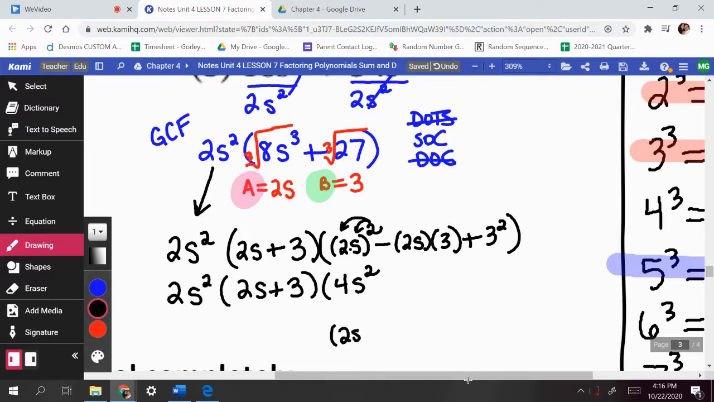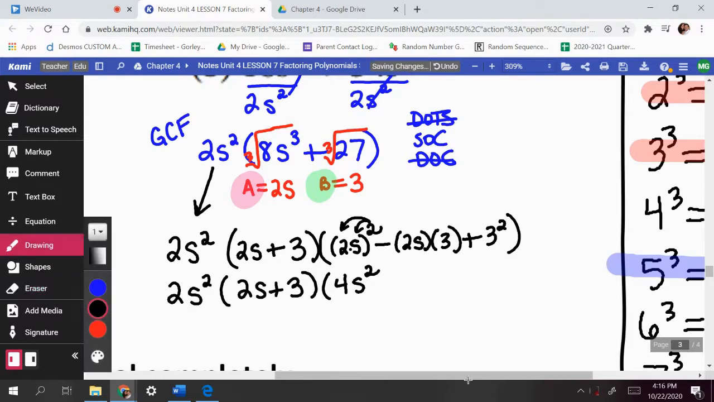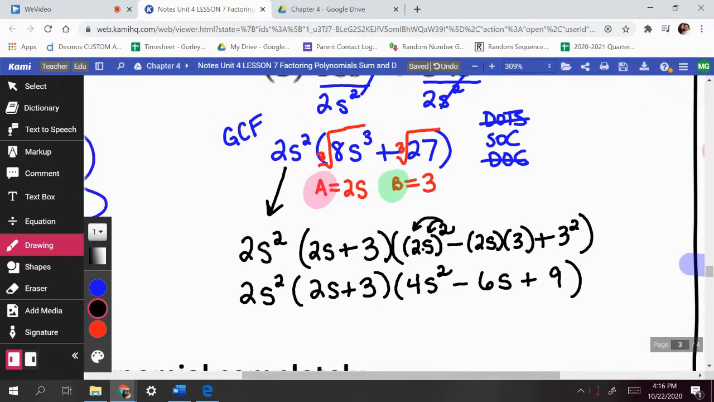Remember, when you're squaring something, really what that means is you're multiplying that something by itself. So that's another reason why we would have 4s squared, minus 6s, plus 3 squared is 9. Whew! Okay, so we just got done with our sum of cubes factoring technique.